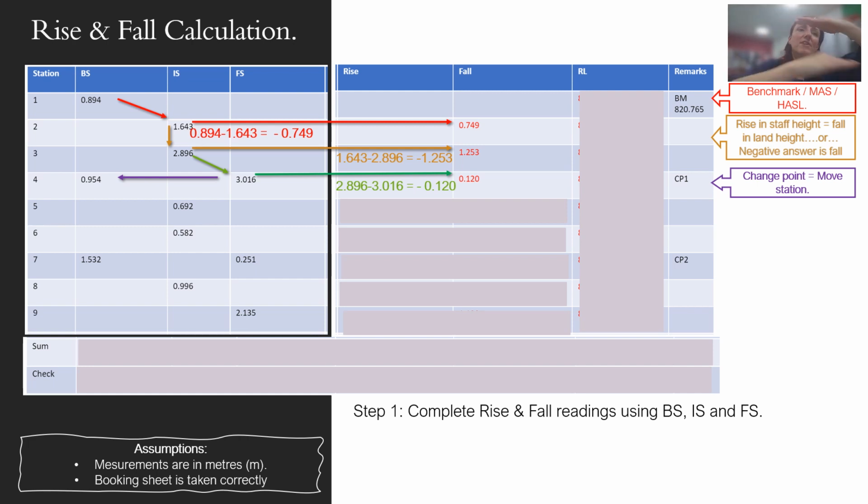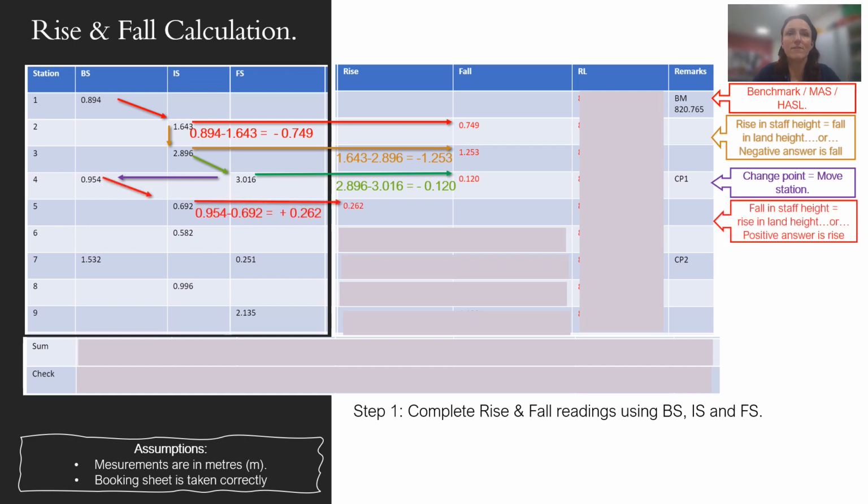Okay, now I'm going on to the next one, which is 5, and that is now decreased. So I've gone from 0.954 to 0.692, which means, what does it mean? If it decreases in height, a rise in station height, then what's that? A decrease in height is a rise in the ground, okay?